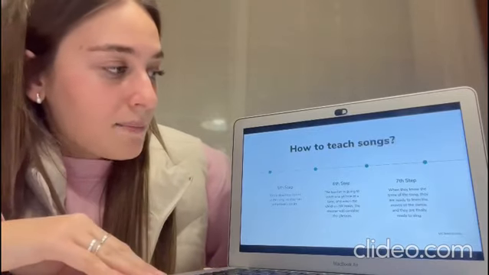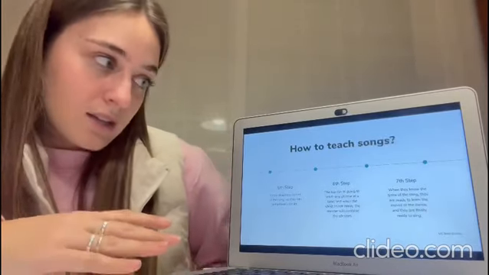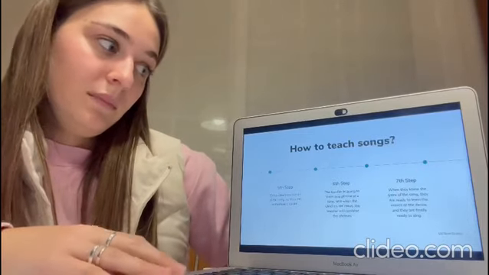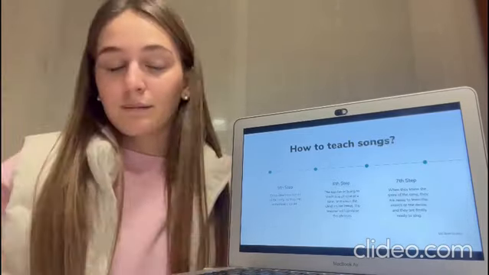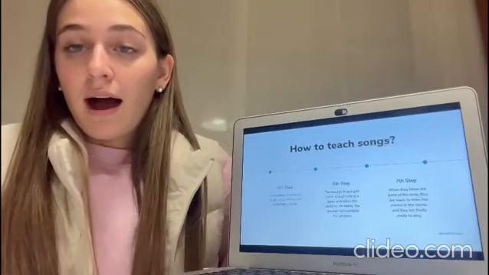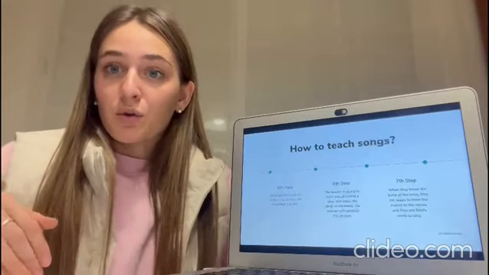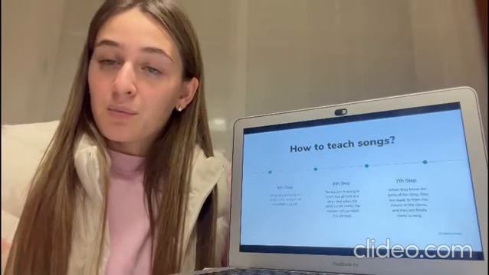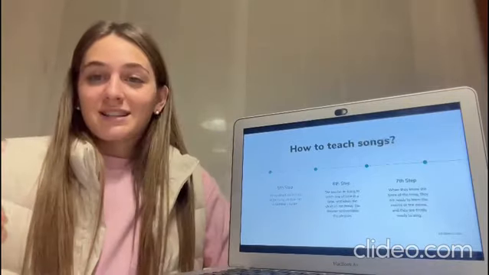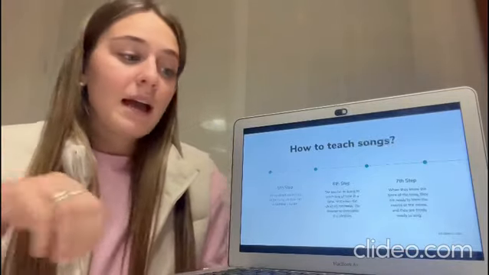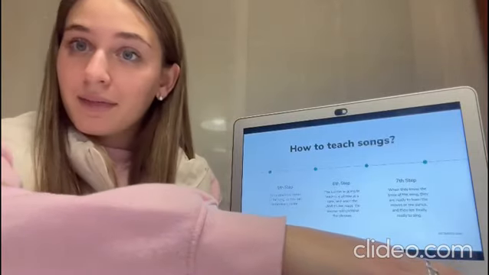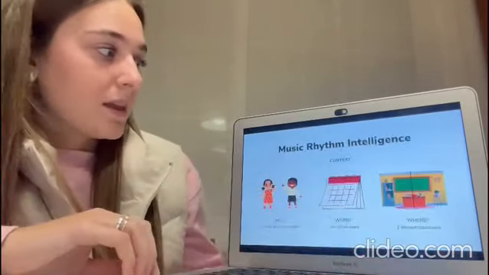And the seventh step is when they know all the lyrics of the song, they're ready to learn the moves of the dance, they're finally ready to sing. That's if you want to combine it with the dance, which is also a great idea because you incorporate the kinesthetic intelligence. So it would be nice because some children learn by moving, and this is the process of how to teach songs.